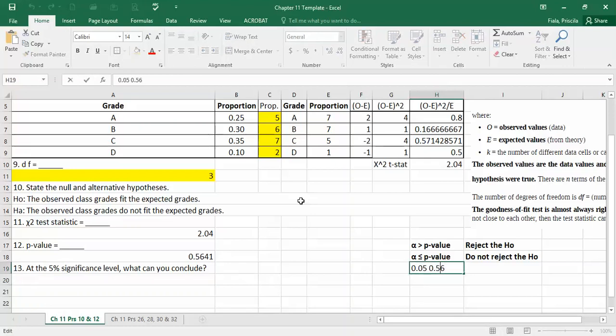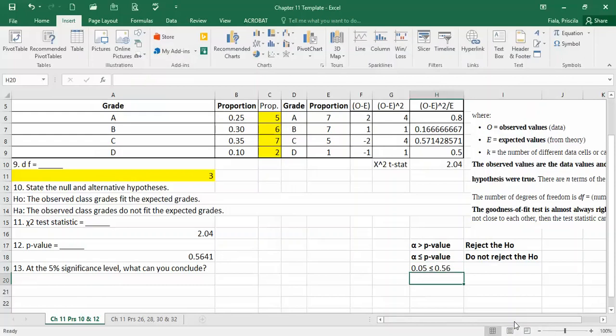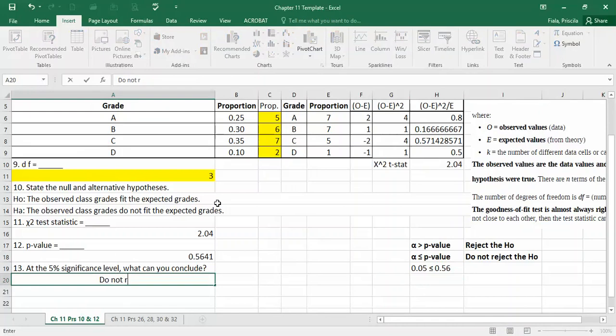Okay, so let's take a quick look. Is your alpha less than the p-value, correct? So therefore, let me put the actual symbol. Less than, close. Alpha is less than the p-value, therefore, what do you do? So what do you conclude? Do not reject the null hypothesis.